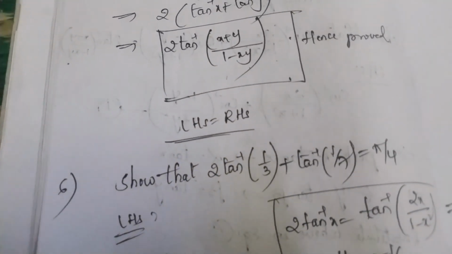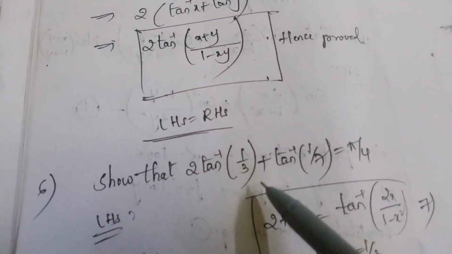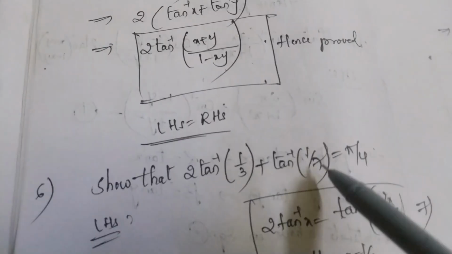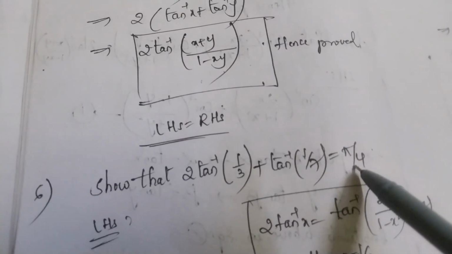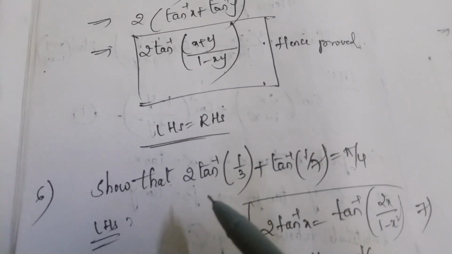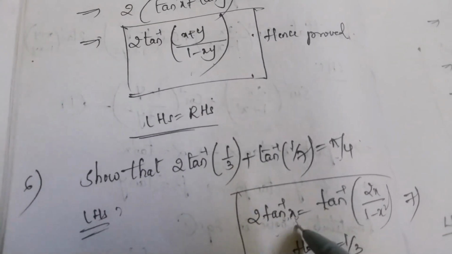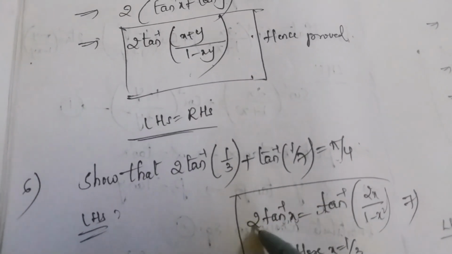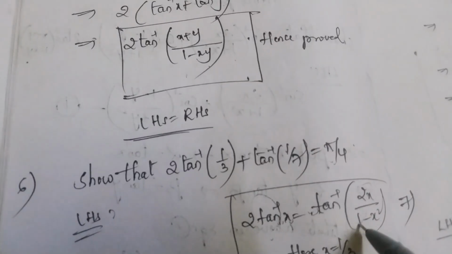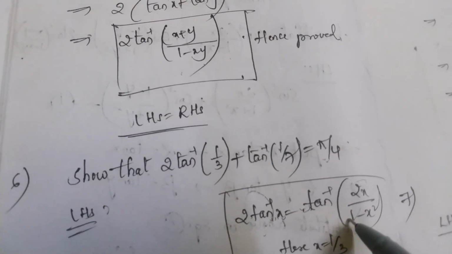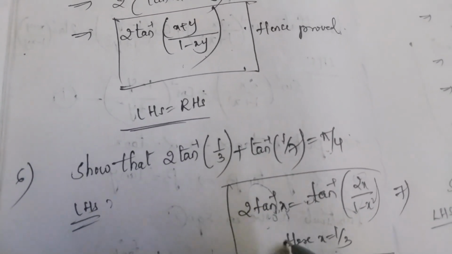And the next question we have, show that 2 tan inverse of 1 by 3 plus tan inverse of 1 by 7 is equal to pi by 4. So before proceeding, we have to apply the formula here, that is 2 tan inverse x. What is the formula of 2 tan inverse x? It is equal to tan inverse of 2x by 1 minus x square. So here x value is what? 1 by 3. So apply the same formula here.